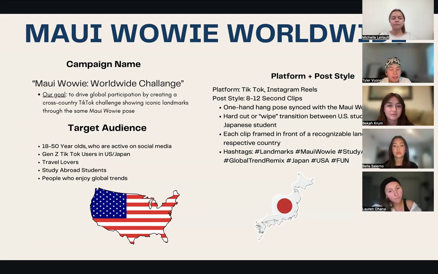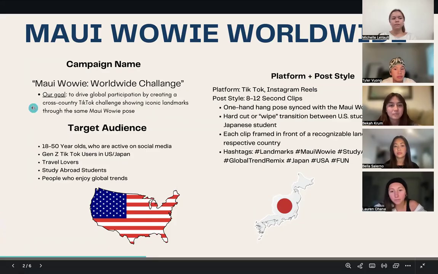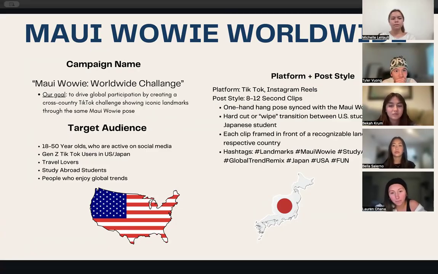So for our platforms, it will be TikTok and Instagram Reels, and then our post style will be 8 to 12-second clips. So it'll be a one-hand hang pose synced with the Maui Wowie song, a hard cut or wipe transition between US student and Japanese student, and then each clip will be framed in front of a recognizable landmark in the respective country, and then these will be our hashtags.